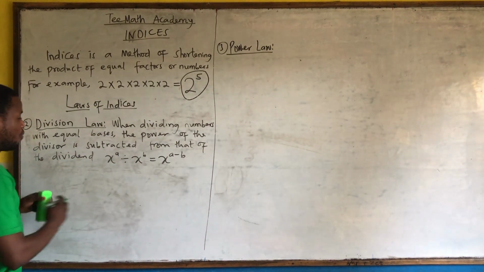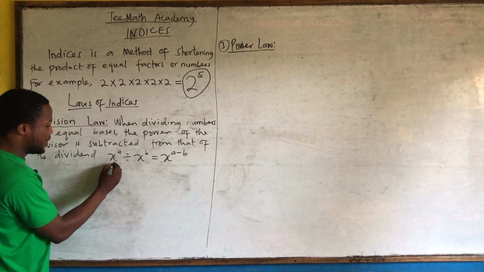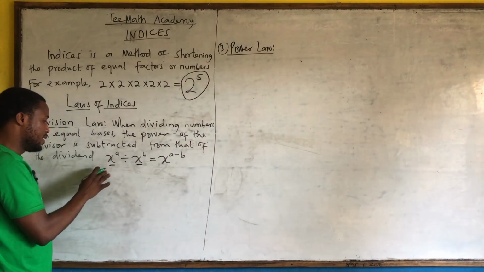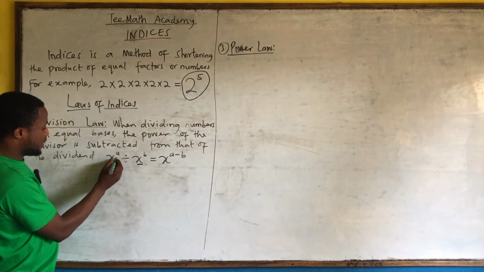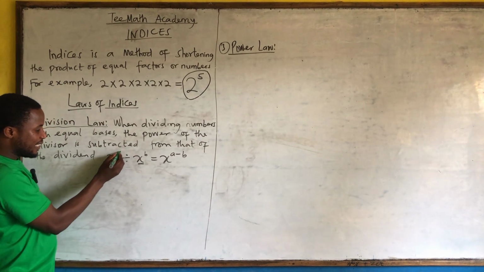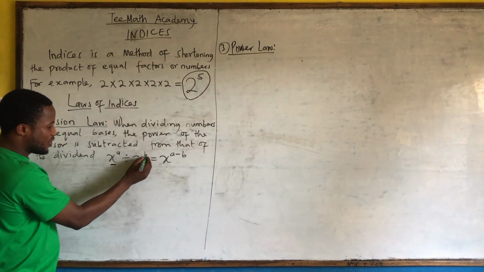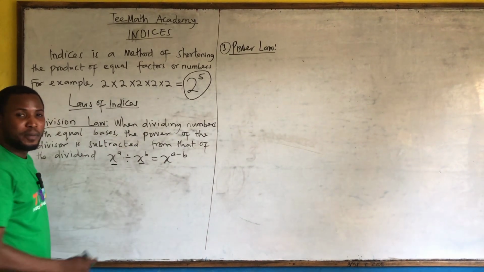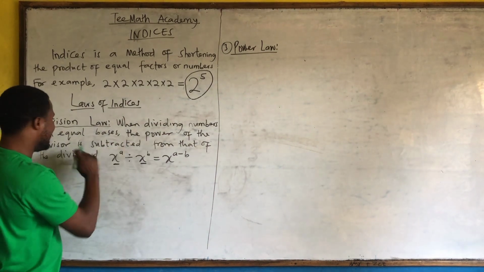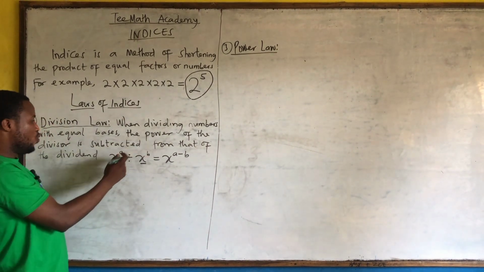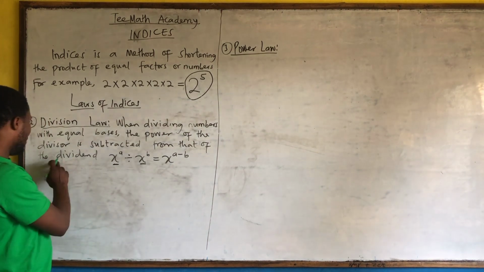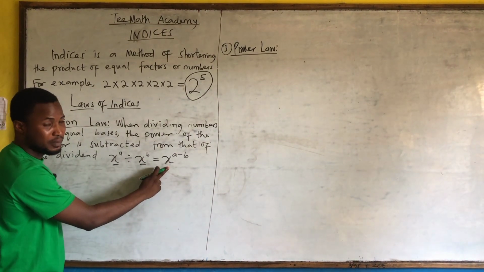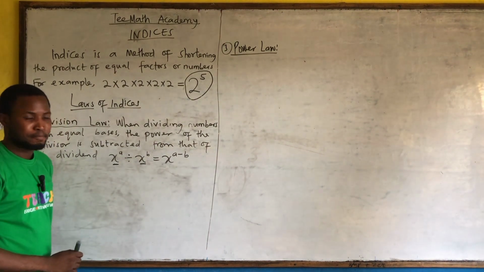So now we are saying that this is my dividend and this is my divisor. There's a reason for all these things. The power of our dividend is A, the power of our divisor is B. When dividing numbers, of course, they must have equal bases. Then the power of the divisor will be subtracted from that of the dividend. So pick one of the bases, then you say A minus B.